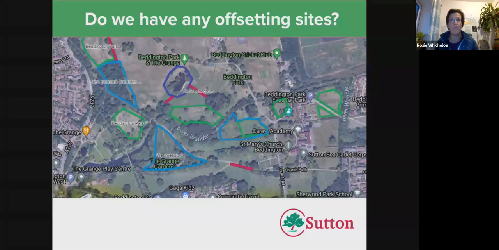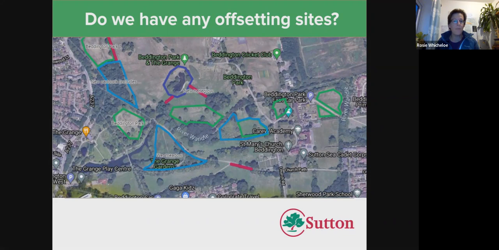in this example, Beddington Parklands, where the different colours represent different types of habitats that are planned to be delivered over the next couple of years. So we've got new hedgerows plans, species-rich meadows, wood pasture, and river restoration on the Wandle.